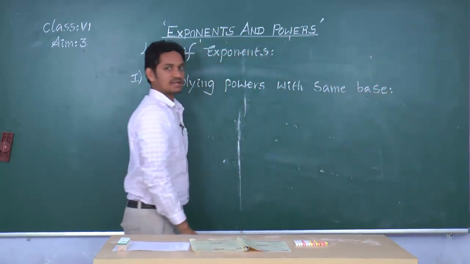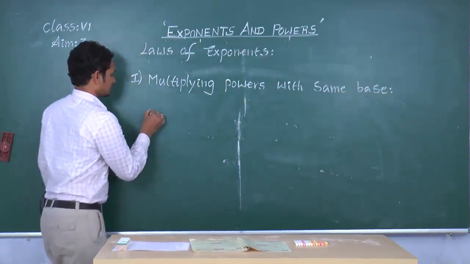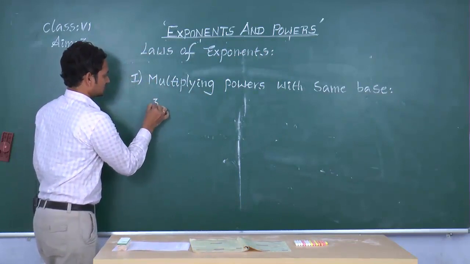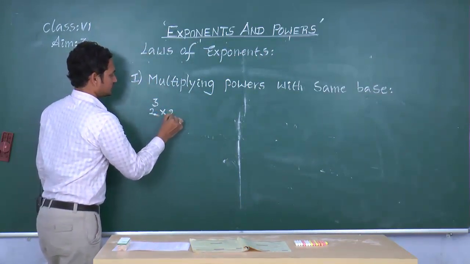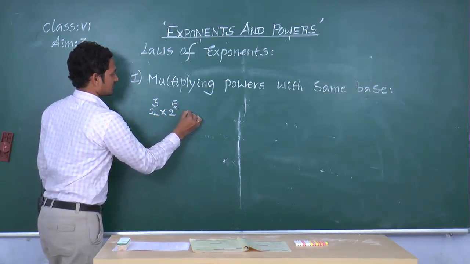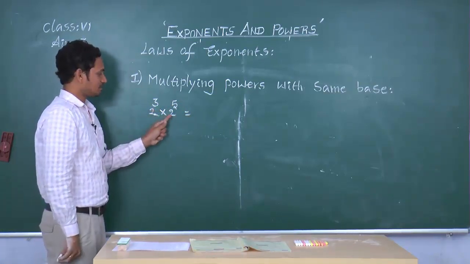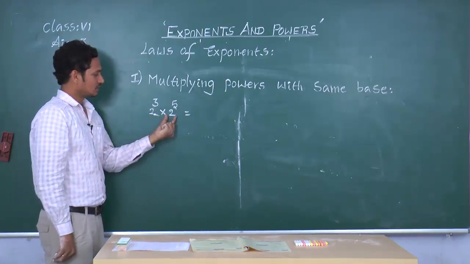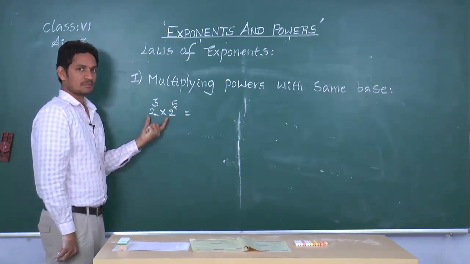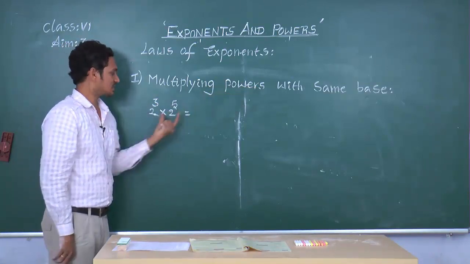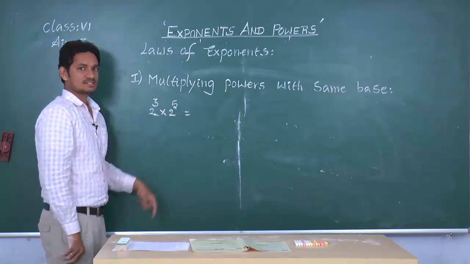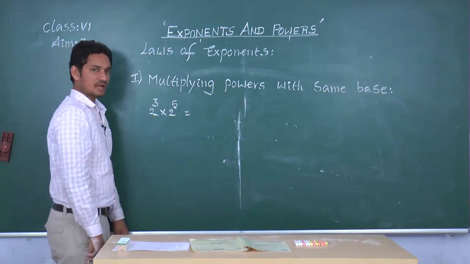First, let me take one example. 2 power 3 into 2 power 5. Here we are multiplying 2 powers with same base. Here the base is 2. Here also the base is 2. We are multiplying powers with same base. In such cases, how is the result we observe?